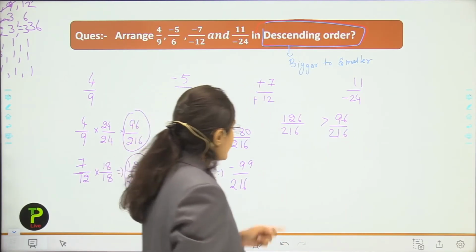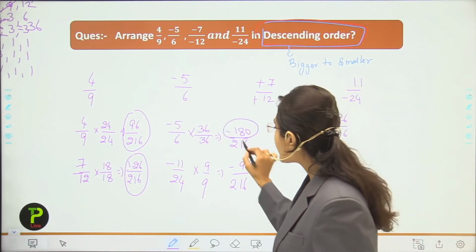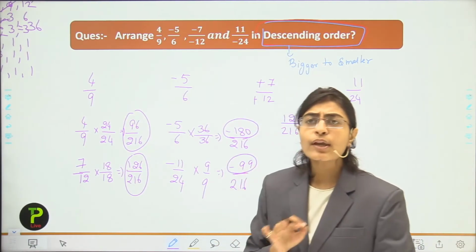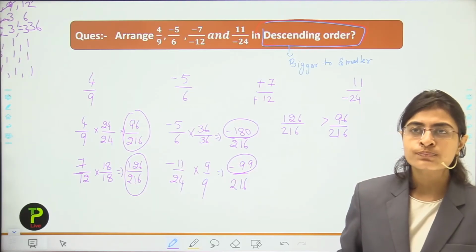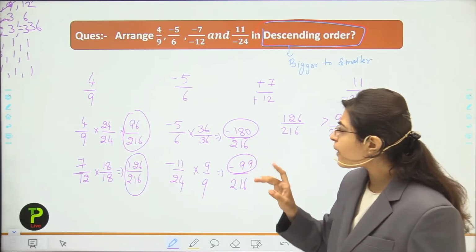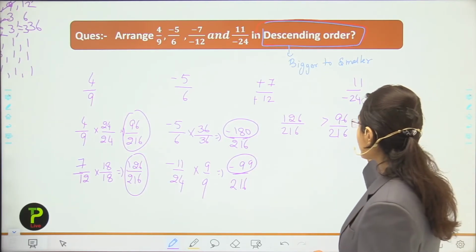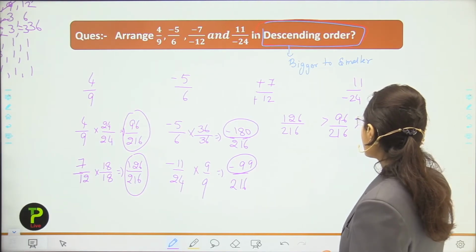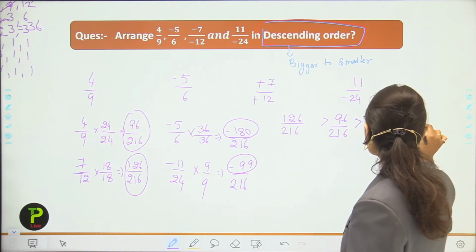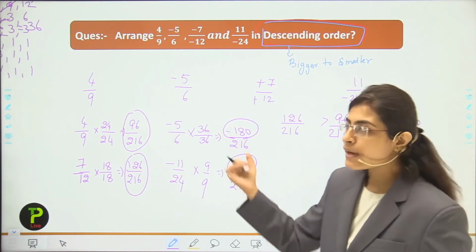Done. Our next step is to compare the negative numbers. Minus 180 and minus 99. We know that in negative numbers, greater the number, lesser will be its value. Isn't it? So minus 180 will be the smallest number. Our next number is minus 99 by 216, and here minus 180 by 216. Now just convert it into standard form again.